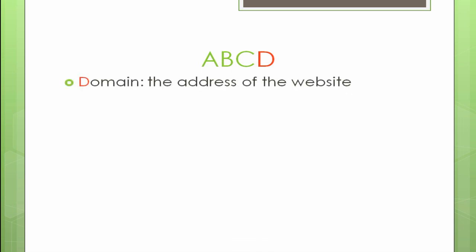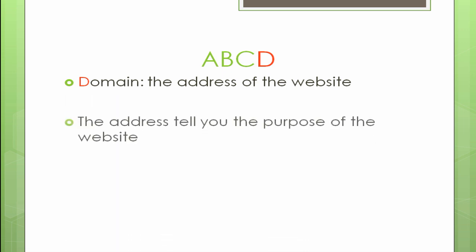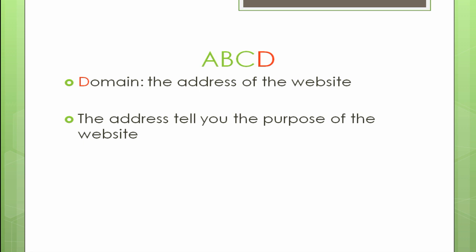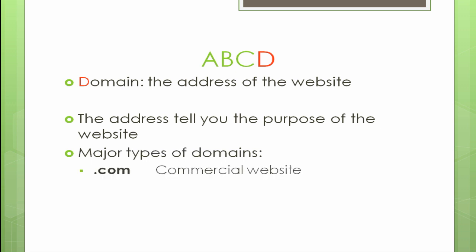Lastly, we have D, which stands for the domain, which is the address of the website. So this is the URL bar at the very top of any internet browser. It'll have a wikipedia.org or a google.com. This will tell you the purpose of the website, which will give you more information about whether a website can be trusted or not. So the main types of these domains are .com, which is a commercial website, so they're out there to make money.